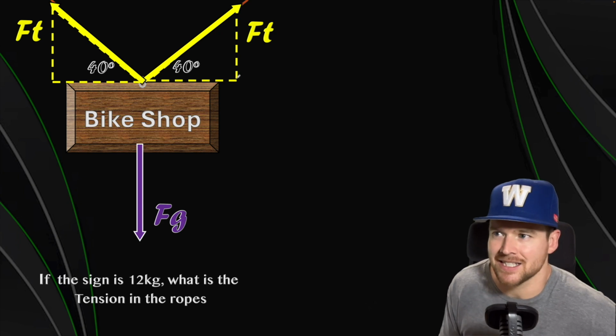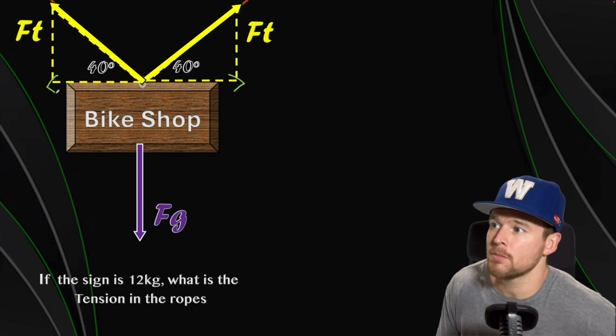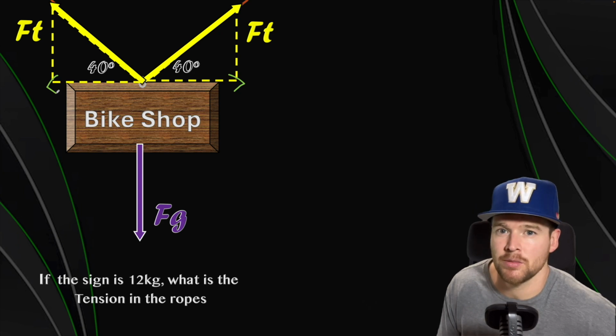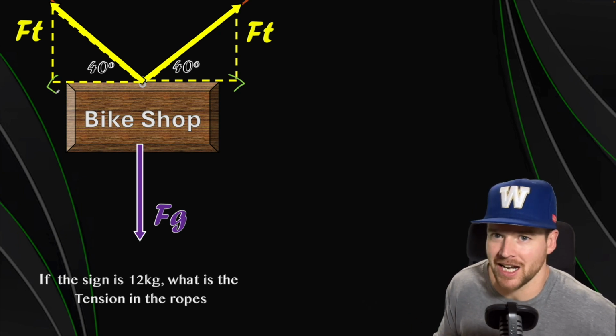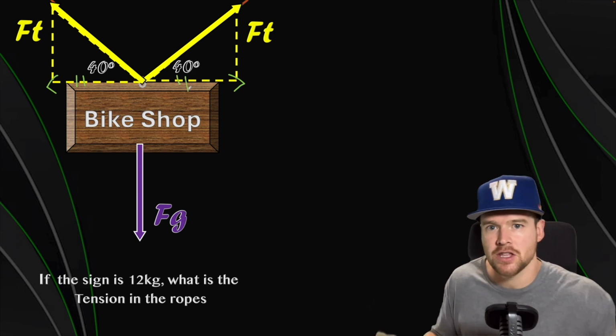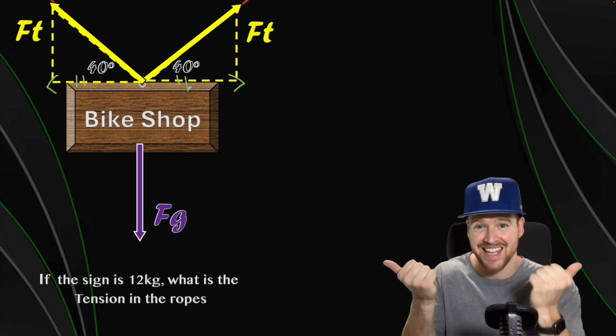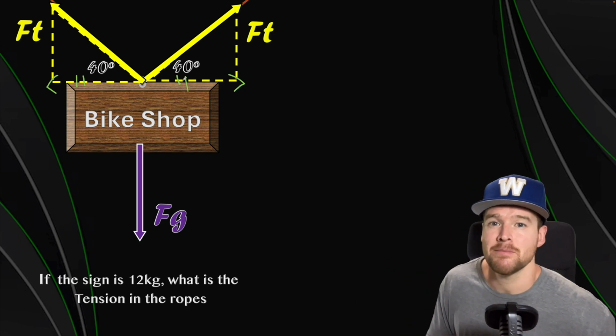When I look in X, the only two forces in X are here, pulling to the side by this rope and pulling to the side by this rope. And it's not accelerating in X. It's not even going anywhere in X. So these two have to be equal to each other. How much they're pulling apart has to be equal. This one's pulling this way, this one's pulling this way. They're the same, so the sign is staying in the same position.